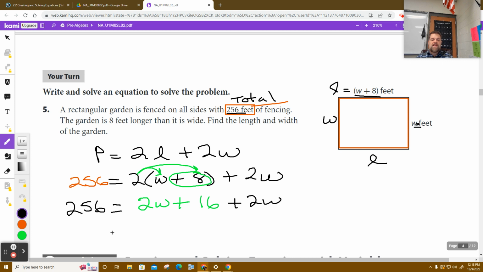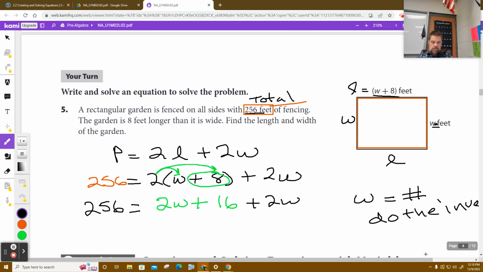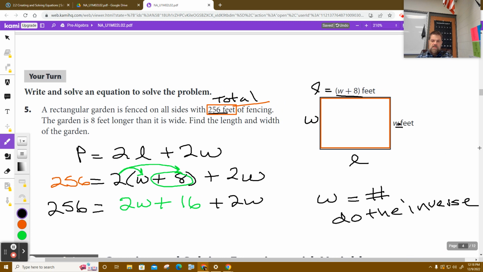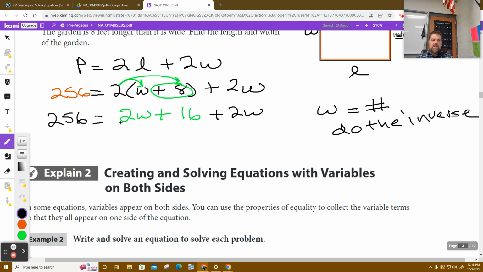So now as I look at this, I have a bunch of numbers and a couple of W's. I can make it look like W equals some sort of number. And how do I do that? I'm going to do the inverse. So whatever's being done in the equation, I just need to do the inverse of that. Okay? So I'm going to combine like terms.